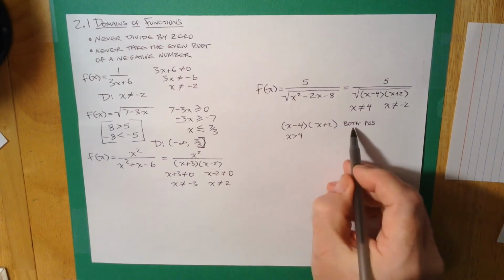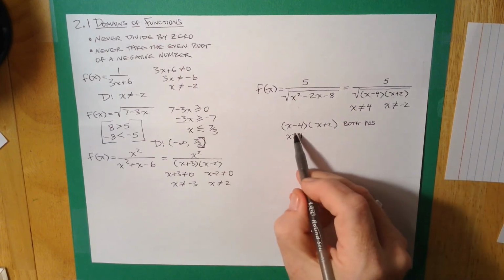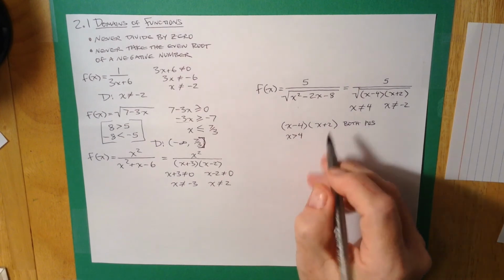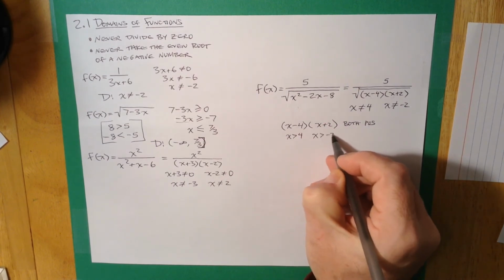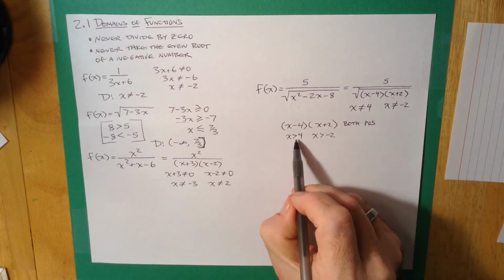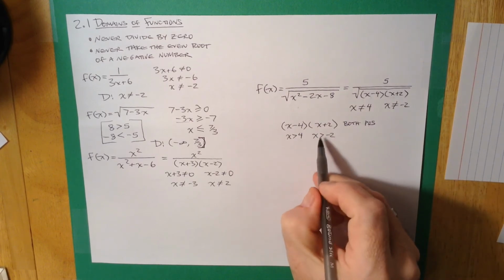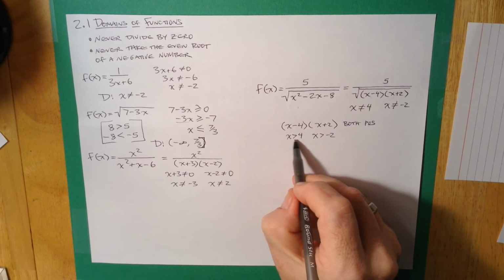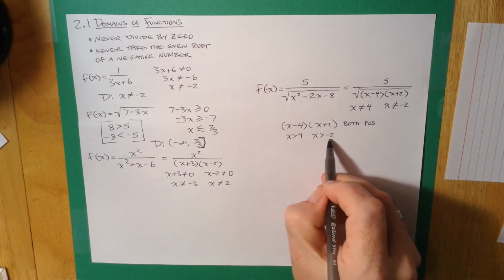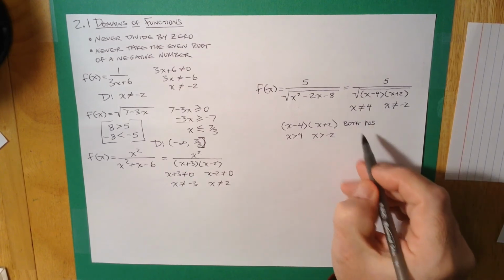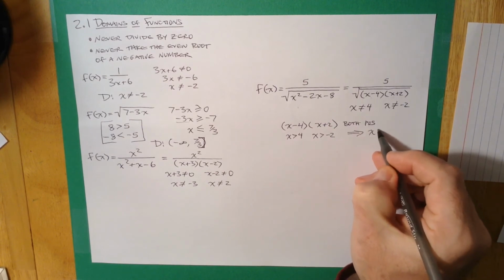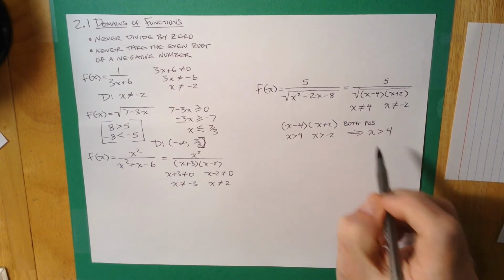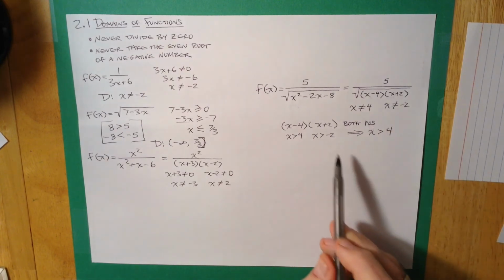What I was saying here was, in order for both of these to be positive, x has to be greater than 4 and x has to be greater than -2. Well, if we're both positive, x greater than 4 trumps x greater than -2. So in this case, x has to be greater than 4 if both of these are going to be positive.